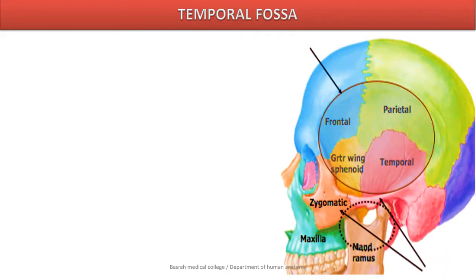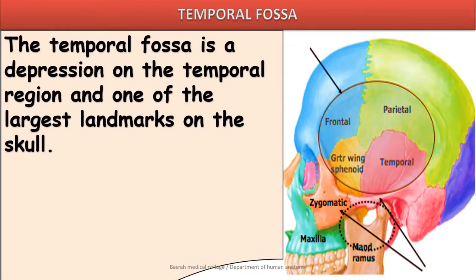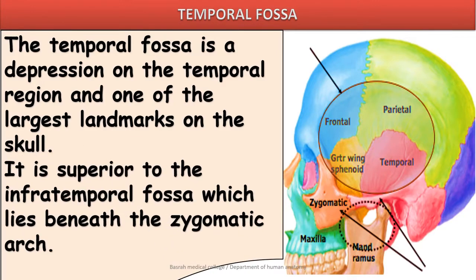The temporal fossa is a depression located on the temporal region and is one of the largest landmarks of the skull. It is superior to the infratemporal fossa which is located beneath the zygomatic arch.